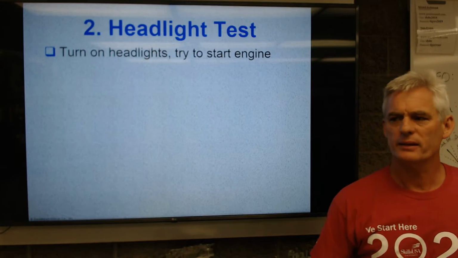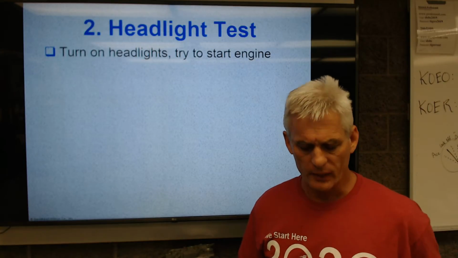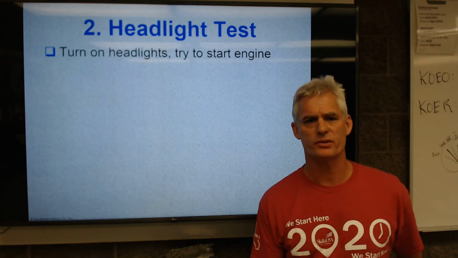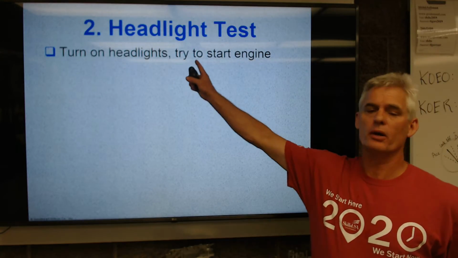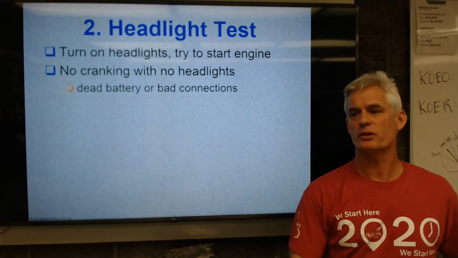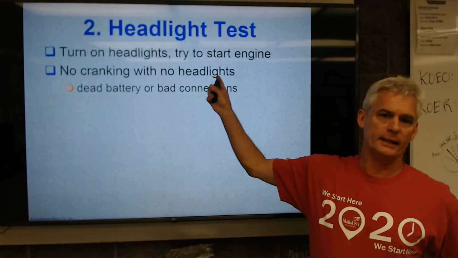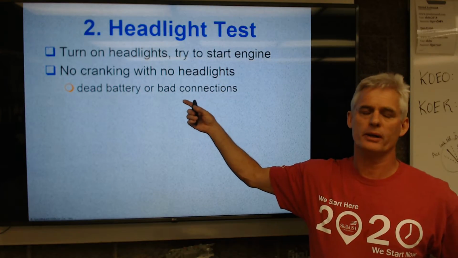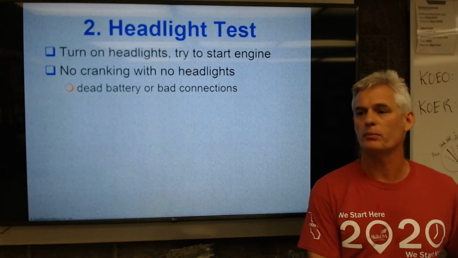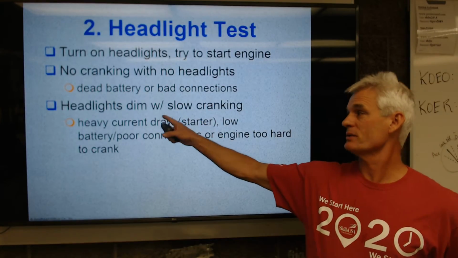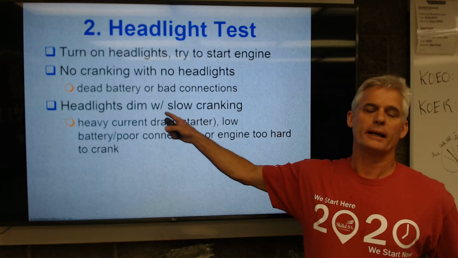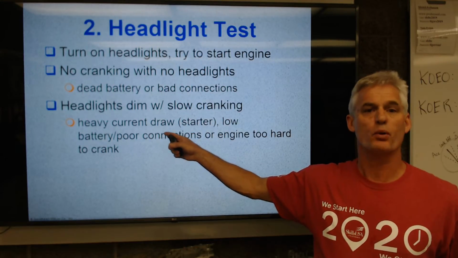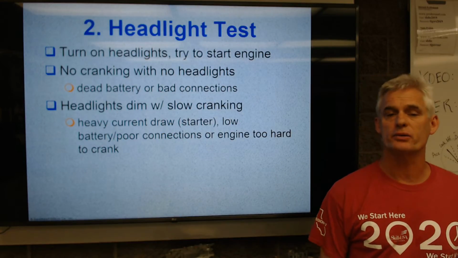We want to do the headlight test, if you remember from Auto 1. The headlight test gives us a quick way of deciding: is the battery the issue or is the battery not? Is it the starter's problem or what? So we're going to turn on the headlights and try and start the engine. If we get no cranking and no headlights, we know we've got a battery with a low state or no energy, or a cable connection problem. If the headlights dim and we have slow cranking, usually we've got a battery with a low state of charge, poor connections, or maybe a starter with high internal load.